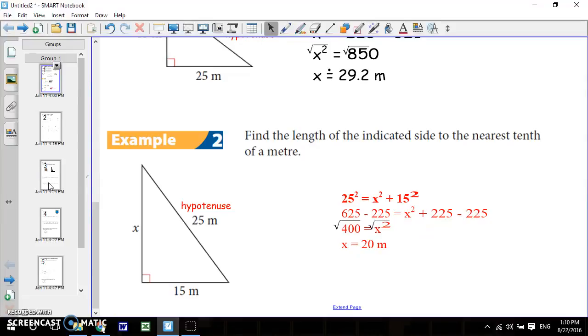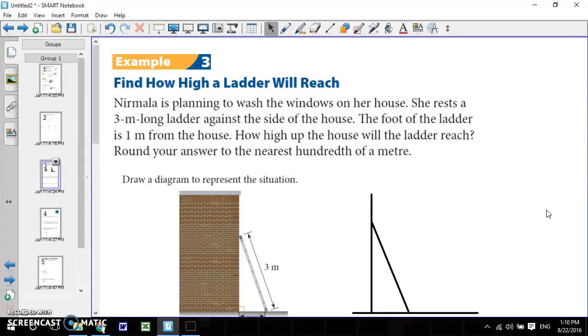Now I would like you to turn to page 26 and look at example 3. Example 3. Find how high a ladder will reach. Namala is planning to wash the windows on her house. She rests a 3-meter long ladder against the side of the house. The foot of the ladder is 1 meter from the house. How high up the house will the ladder reach? Round your answer to the nearest hundredth of a meter.